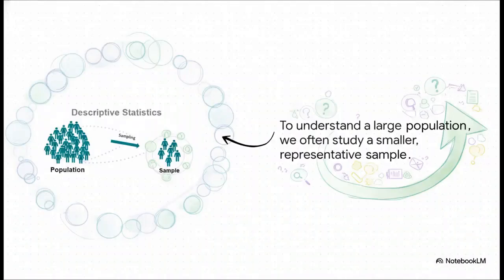Okay, so think about it. It's pretty much impossible to study everyone in a big group. Like, you can't just go out and survey every single person in a country, right? It's just not practical. So what researchers do is pick a smaller representative group, and we call that a sample. The whole goal is to study this smaller sample to make some really smart, educated guesses about the entire population. This is like the absolute ground floor for how we start to make sense of all this data.